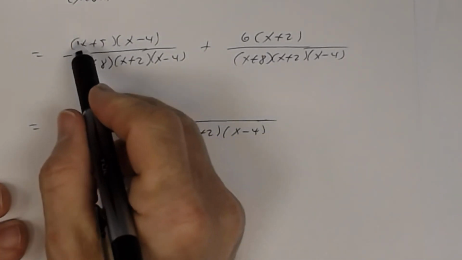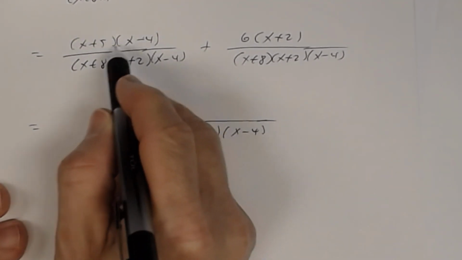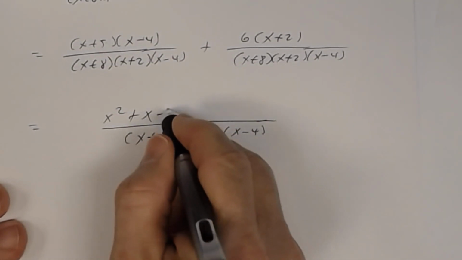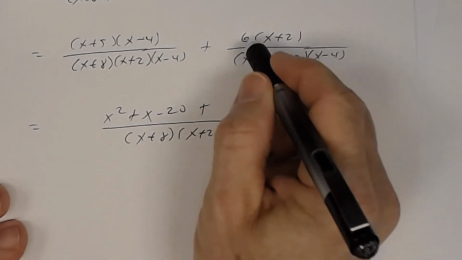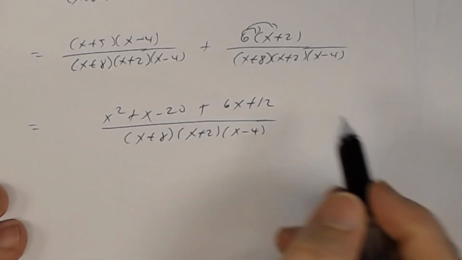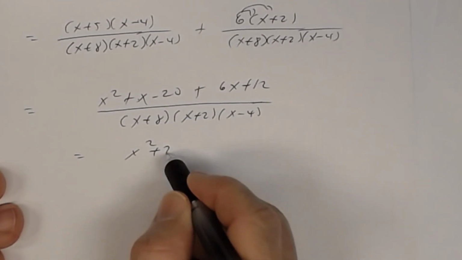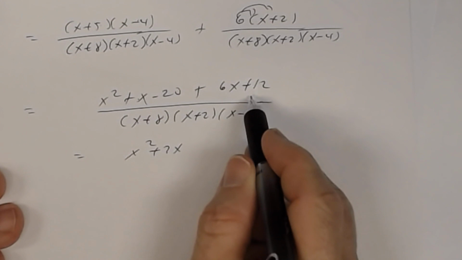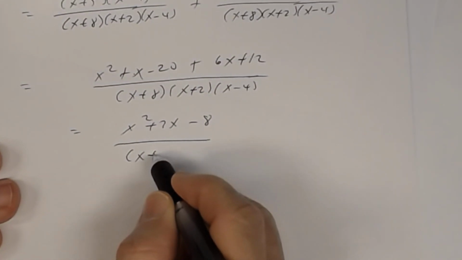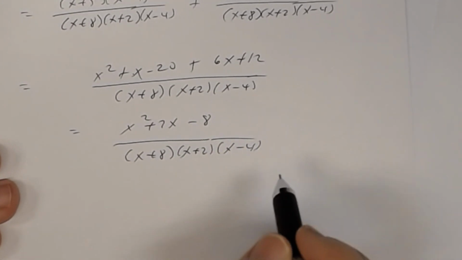If I follow this out, x times x is x squared. The outer is a negative 4x. The inner is a positive 5x, so I get a positive x. 5 times a negative 4 is a negative 20. Plus, distribute 6 here, I get 6x plus 12. Combining like terms, I get x squared, x and 6x is 7x, a negative 20 and a positive 12 is a negative 8, divided by x plus 8, x plus 2, x minus 4.